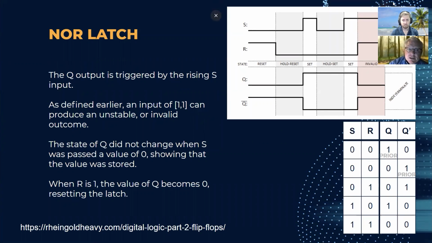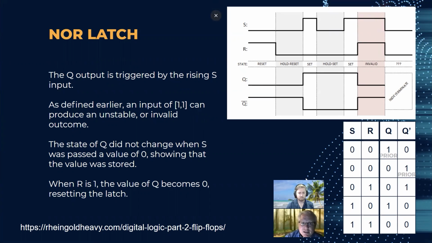The NOR latch. The Q output is triggered by the rising S input. As defined earlier, an input of 1, 1 can produce an unstable or invalid outcome. The state of Q did not change when S was passed a value of 0, showing that the value was stored. When R is 1, the value of Q becomes 0, resetting the latch.